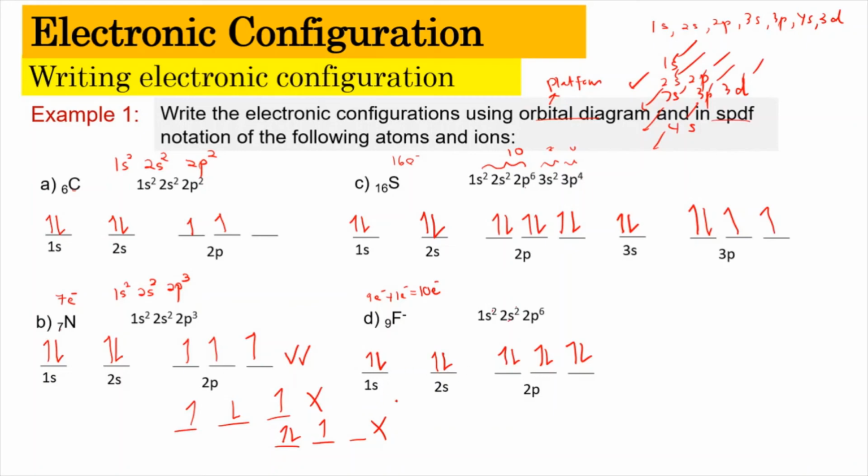And as you can see, when you write the orbital diagram, you don't have to write the number of electrons here because it has been written up here. For SPDF notation, you need to write the electrons. But for the orbital diagram, you just write it as the subshell. You don't have to write the number of electrons here. Okay?